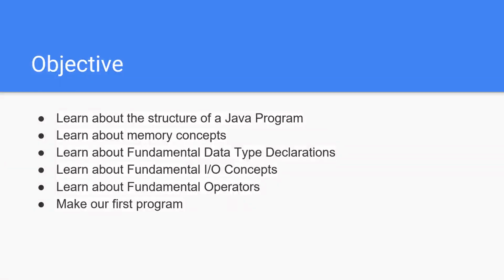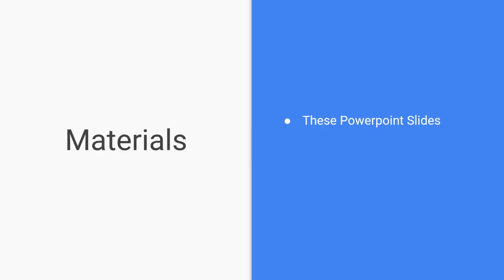So in this session, we're going to learn about the structure of Java programming, learn about memory concepts, fundamental data type declarations, fundamental I/O concepts, and fundamental operators, and then we're going to build our first program. So the materials so far are just these learning materials, these slides, and you can reference the solutions to the programming exercises as well.